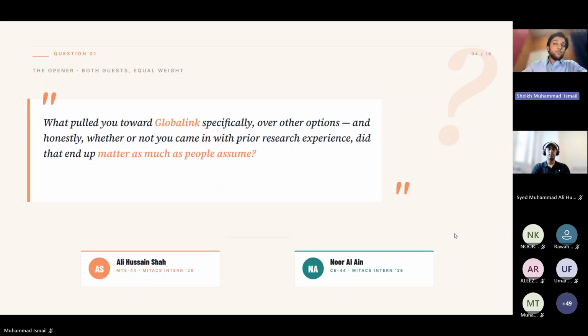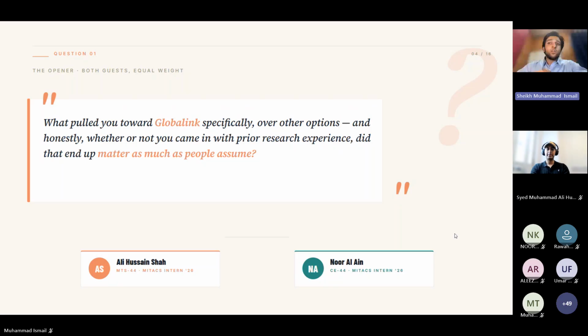So here is where I want to start, and I'm asking this to both of you equally. What actually pulled each of you toward Global Link specifically over any other exchange or research options you could have chosen? And I want to be honest about something here because a lot of people in this chat right now do not have prior research experience. So I'm genuinely curious, for whichever of you didn't come in with a strong research background, did that end up mattering as much as people usually assume it does?